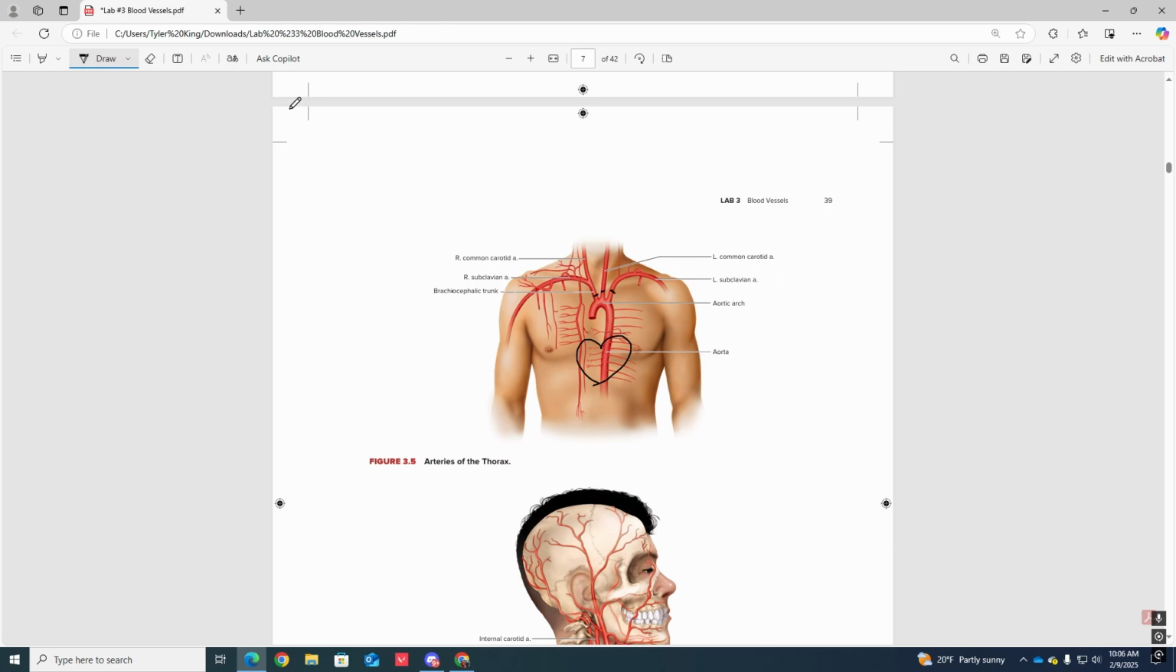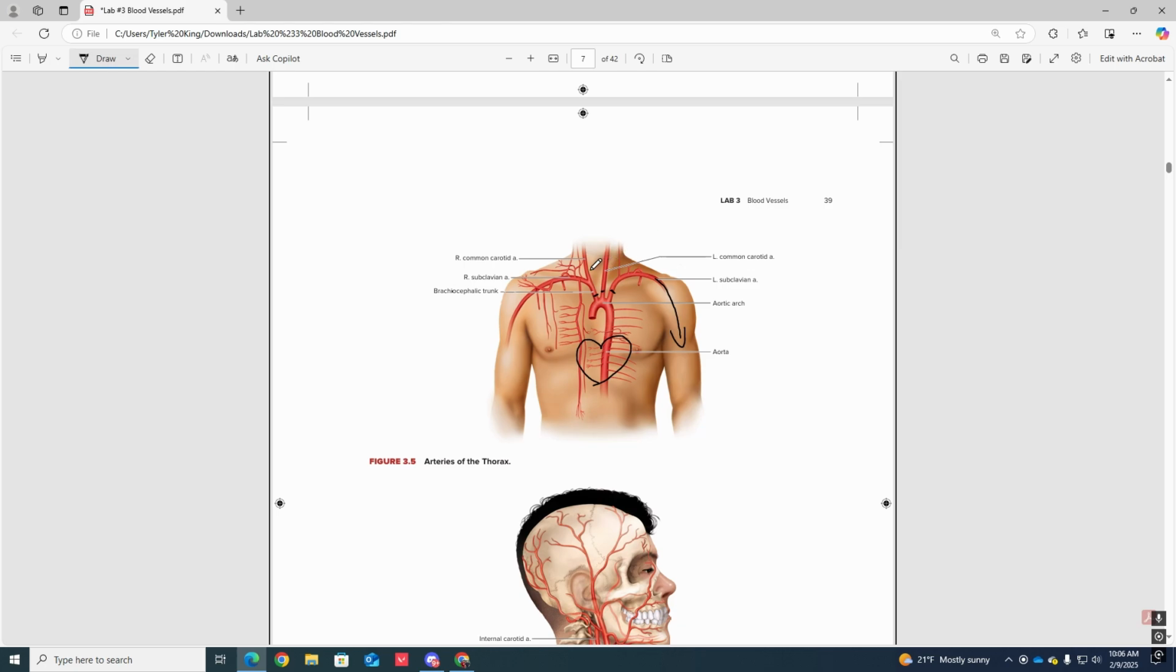Left subclavian supplies everything in the arm. That's all you've got to know. We know that because the subclavian, as we can point, is going to be running down the arm here. So it supplies everything going down the arm, the upper limb. Left common carotid is going to go up and supply the left side of the head.